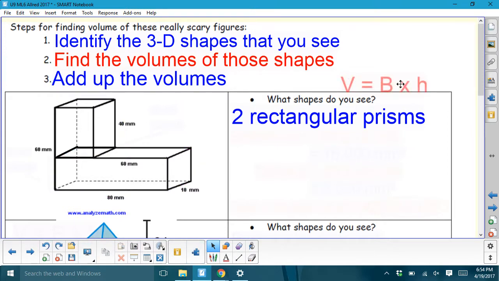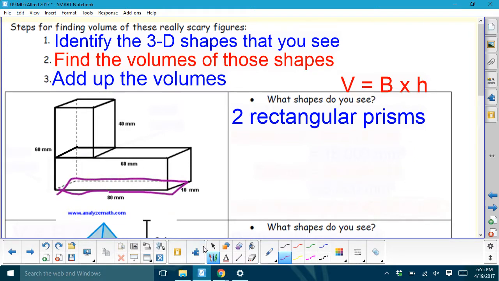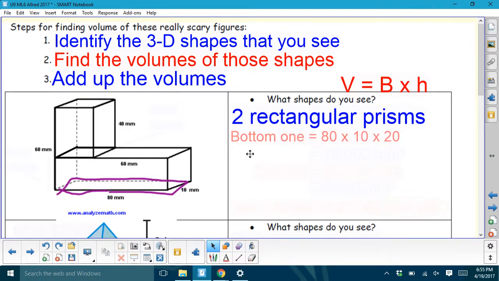To find the volume of a prism, we take the big base times the height, and that big B stands for the area of the base. So if we want to find the area of the base of this rectangular prism, we're going to do 80 times 10, because the base of this rectangular prism is this rectangle right here. We do 80 times 10 times the height of it, which is 20.